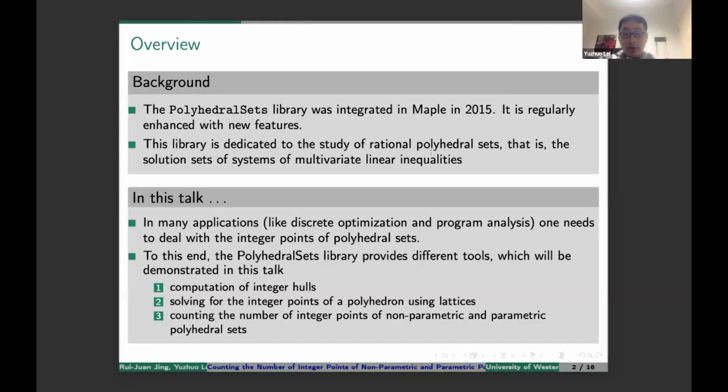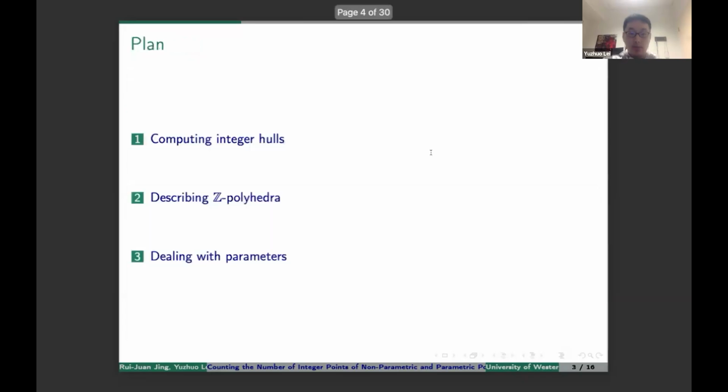To this end, the PolyhedralSets library provides different tools, which will be discussed in this talk, including the computation of the integer hull, solving for the integer points of a polyhedron using lattices, and counting the number of points of non-parametric and parametric polyhedral sets. So the first part is to compute the integer hull.